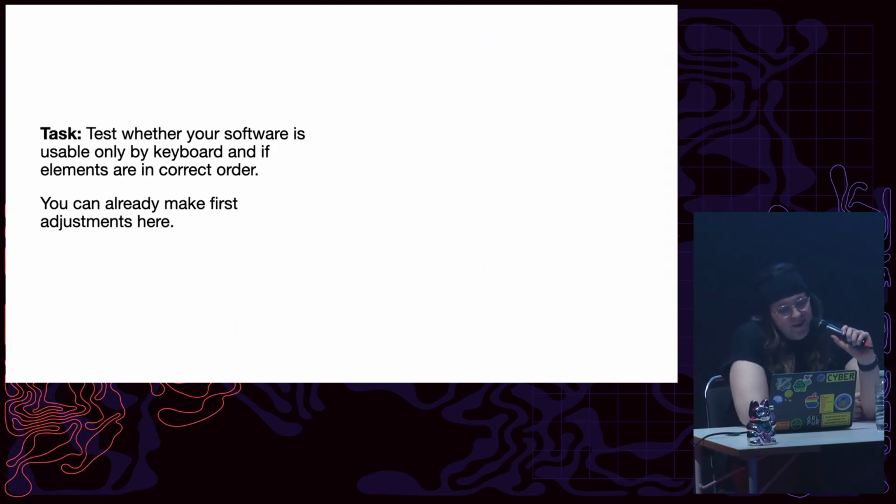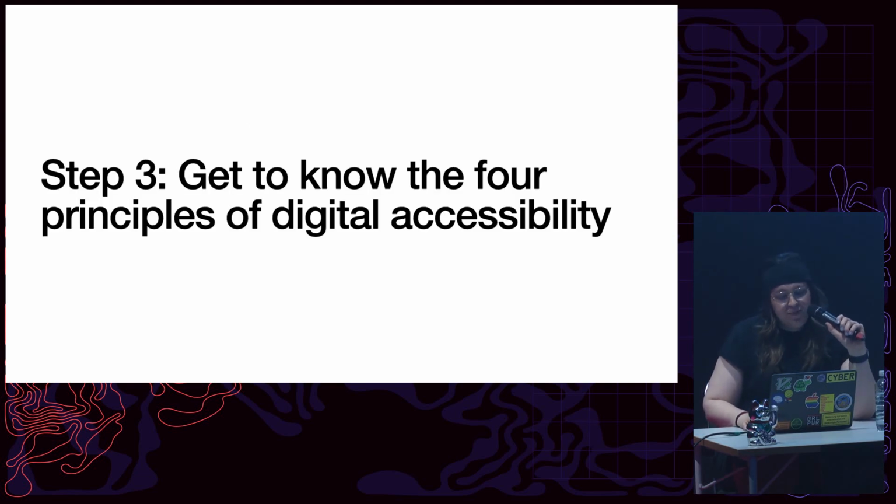Now, the second task is test whether your software is usable under all of these conditions with a keyboard only. And also check whether elements that you can navigate by keyboard are also in the correct order. And then you can already make adjustments to this. This should be fairly easy and fairly straightforward if you already are familiar with what your frameworks provide.